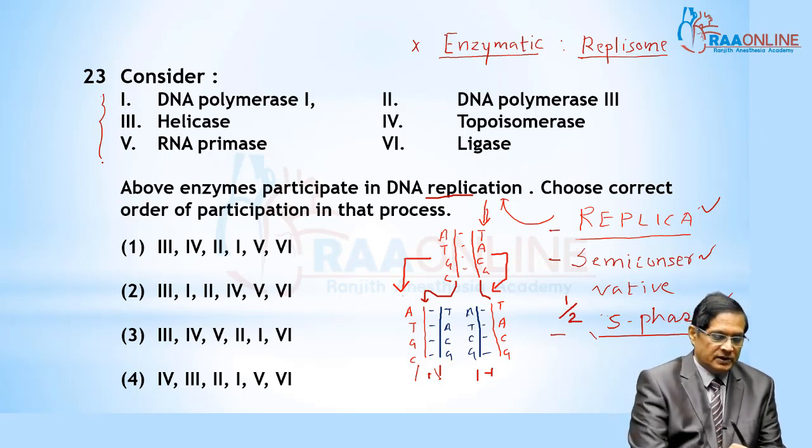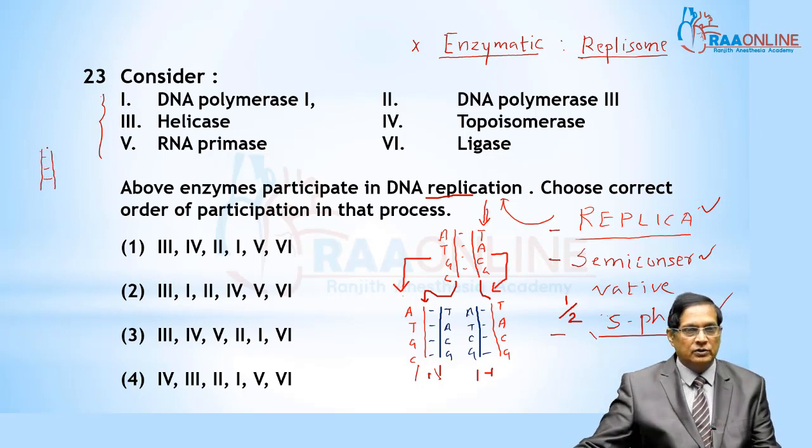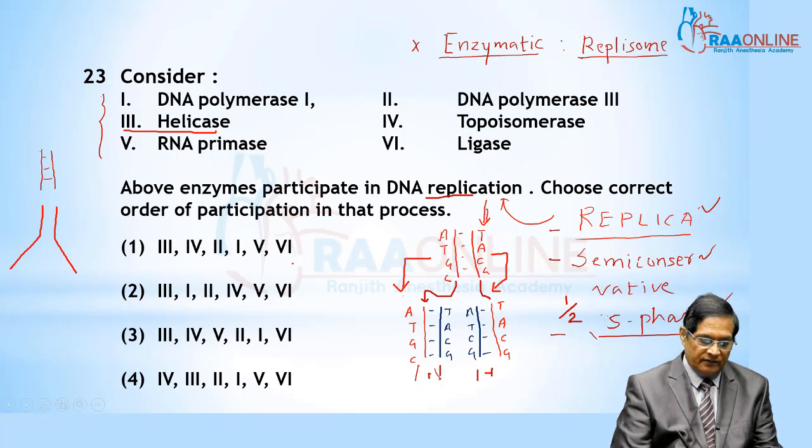So first of all, this is the double stranded DNA molecule. First, there is a separation of two strands. So this indicates the gradual separation of two strands. For this an enzyme is needed, that is helicase. So the process starts with the third one. That is the role of helicase.